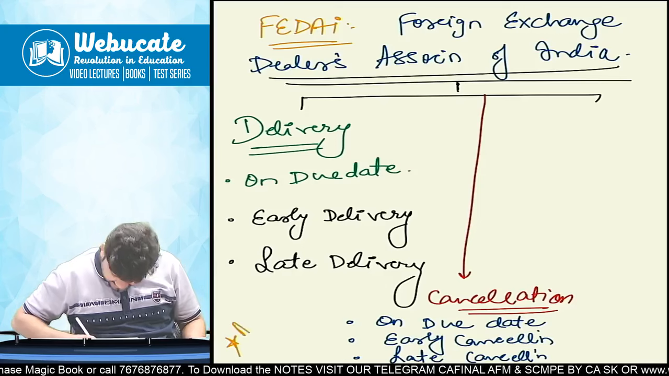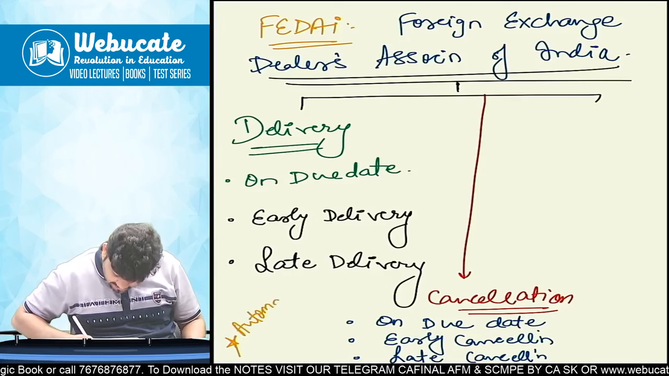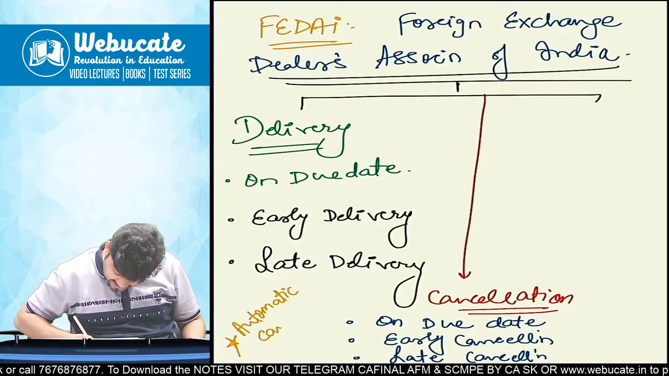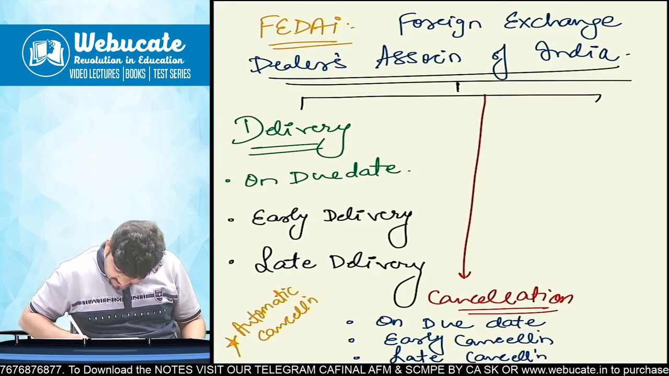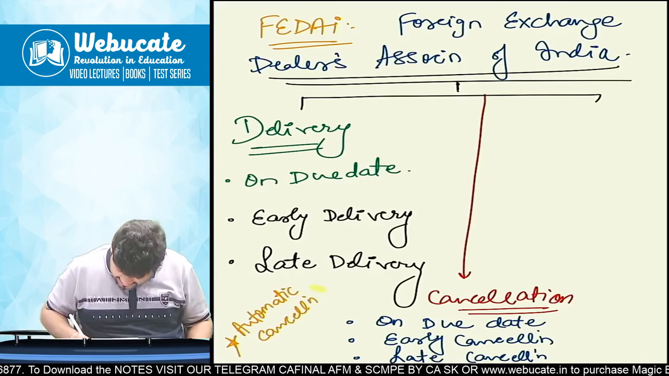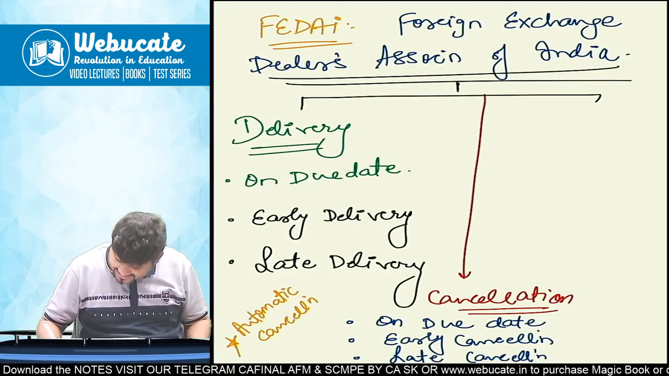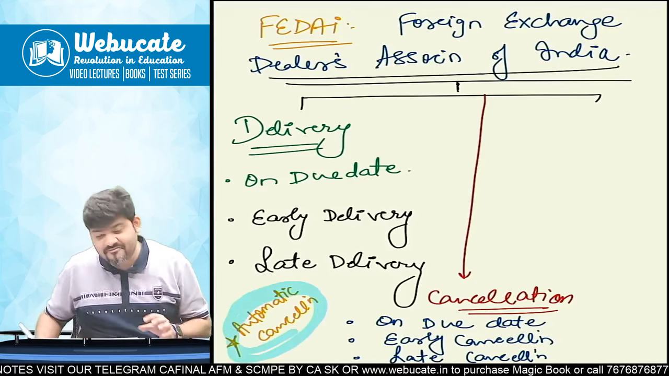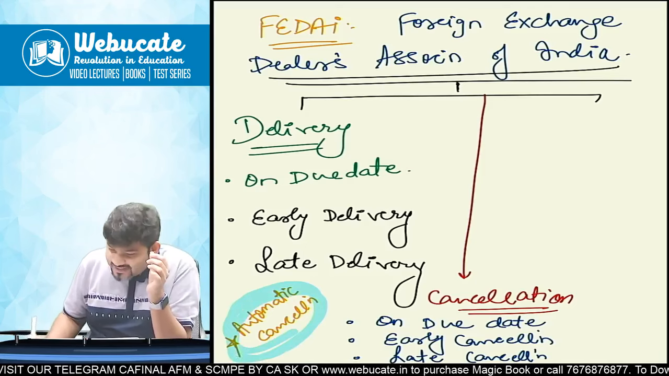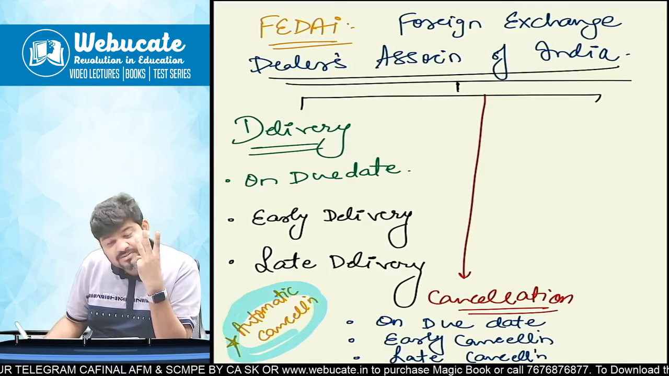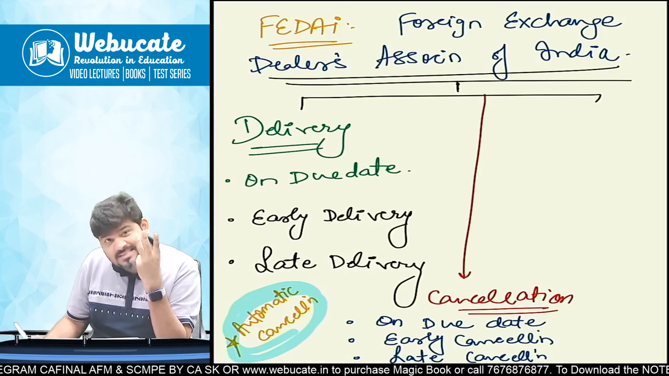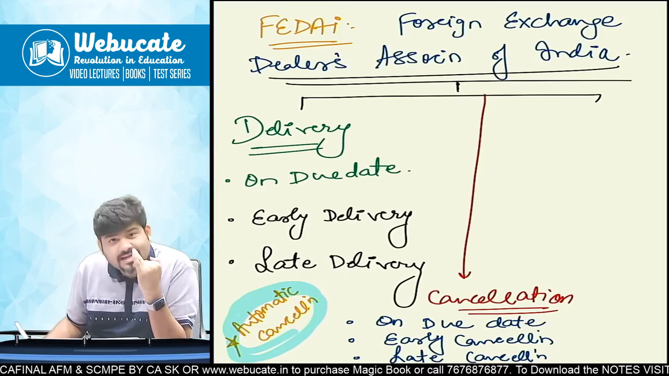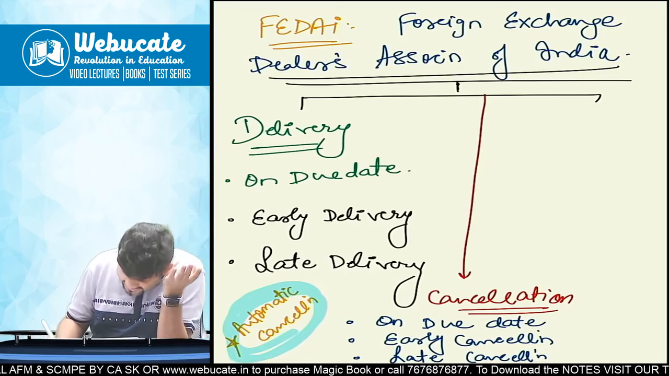So, let us write it uniquely. Sir, what is all of this? Don't worry, I will explain each and everything to you. This is called automatic cancellation, a unique method developed by FEDAI. So, even in cancellation, there are three possibilities: cancellation on due date, early cancellation, or even a late cancellation.